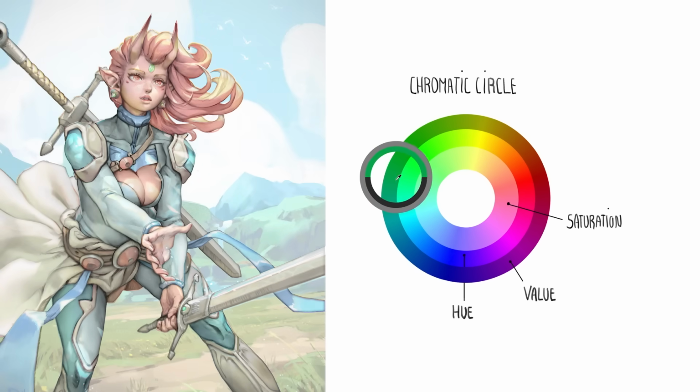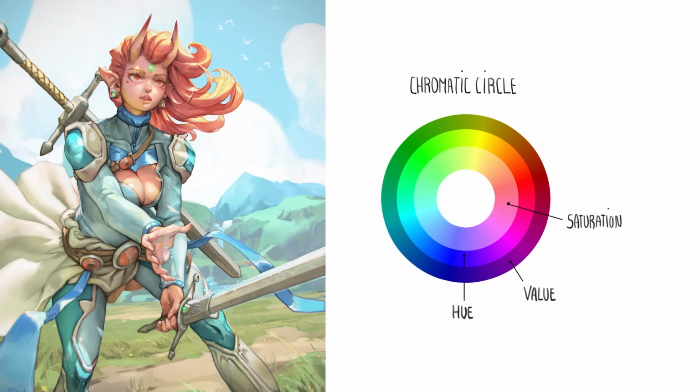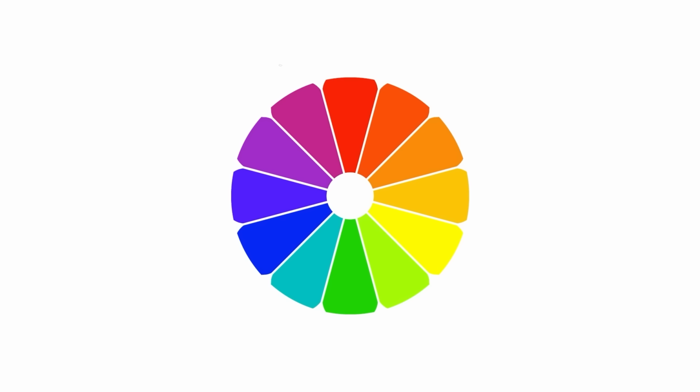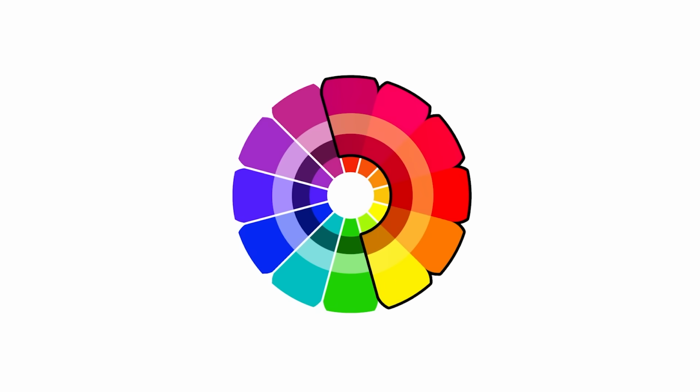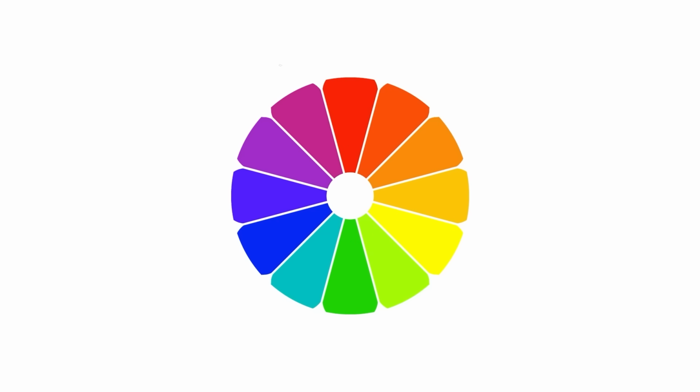Now we should also quickly talk about color warmth, because there are colors that can be defined as warm colors and others as cool colors. Usually we'll split the chromatic circle this way to roughly indicate which color is cool or warm, but in reality, any color can take on any of the two roles.